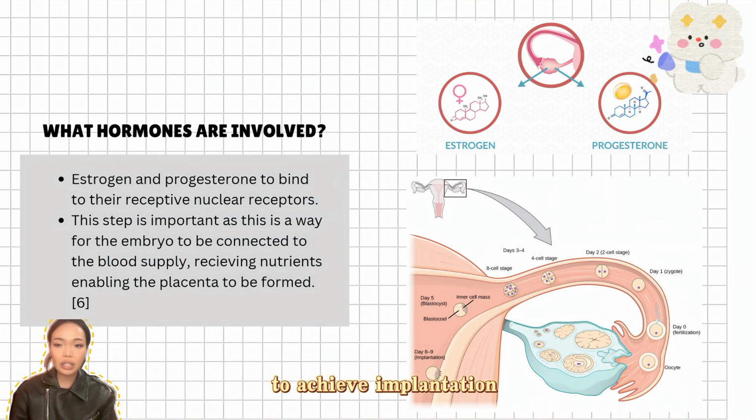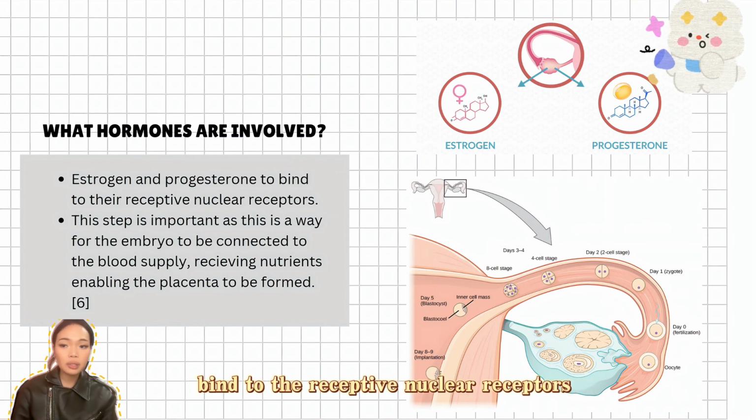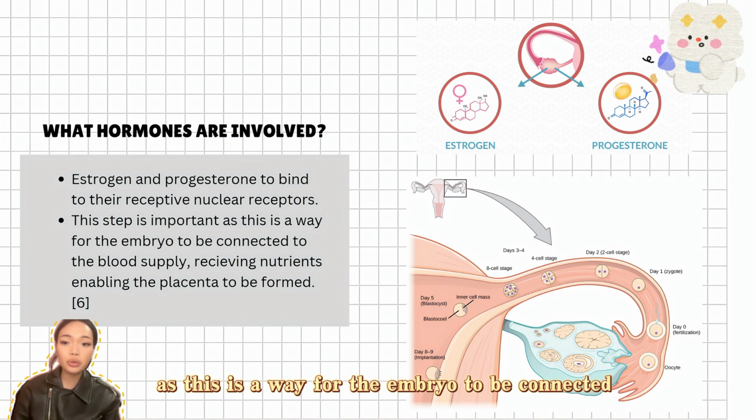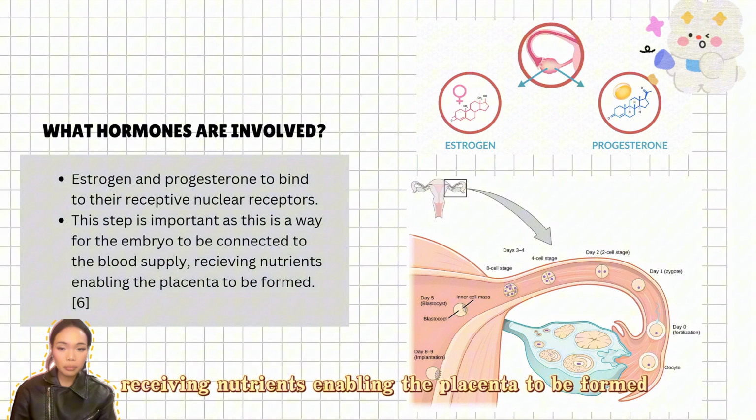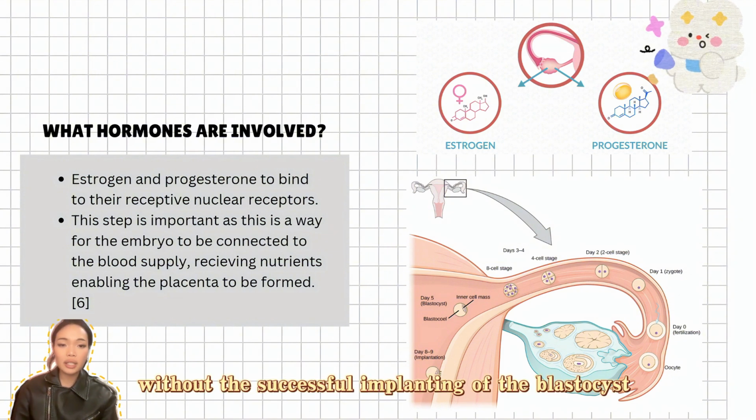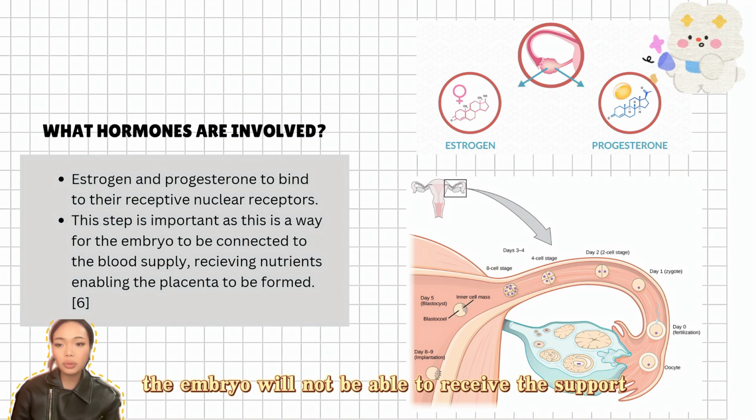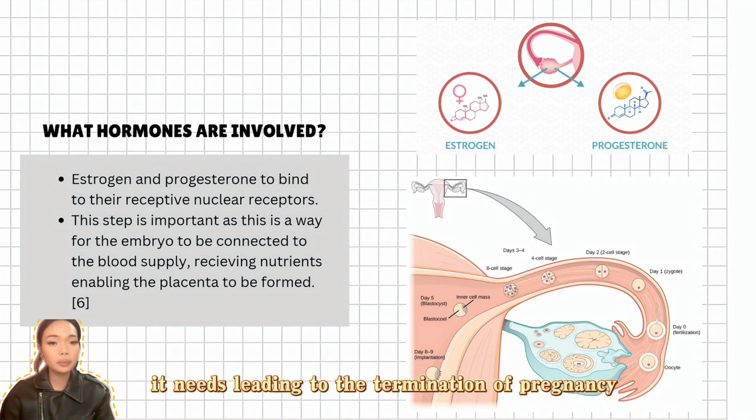To achieve implantation, hormones such as estrogen and progesterone bind the receptive nuclear receptors. This step is important as this is a way for the embryo to be connected to the blood supply, receiving nutrients, enabling the placenta to be formed. Without the successful implanting of the blastocyst, the embryo will not be able to receive the support it needs, leading to the termination of pregnancy.